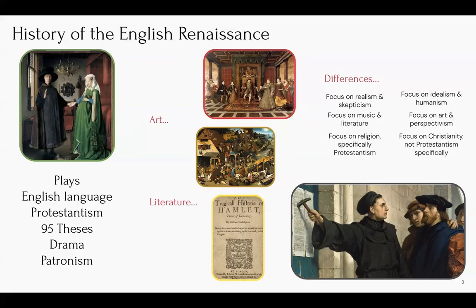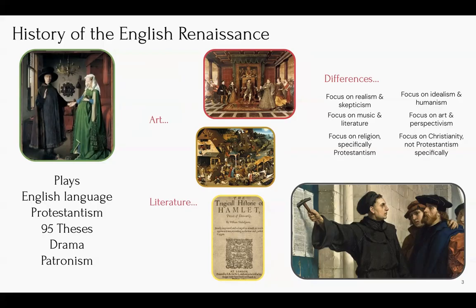The 95 Theses, which were a series of grievances of the Church written by Martin Luther. This was a majorly influential document at the time. Drama, which included a lot of outer and inner turmoil causing conflict, and patronism, which is when many kings and queens would fund art. This was especially true for Elizabeth I.